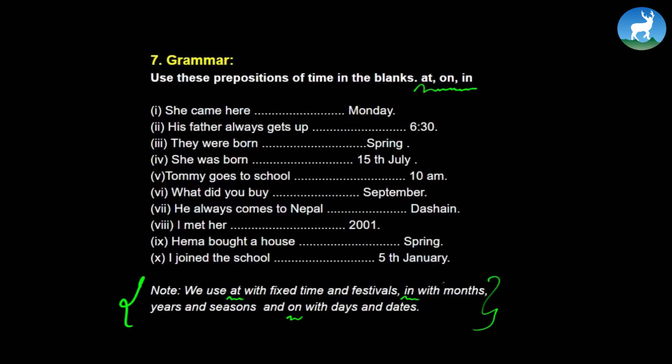Now our task here is to fill in these prepositions. She came here on Monday. Remember, with days, it's always on Monday. His father always gets up at 6:30. Look at that, fixed time. The hint is right here. They were born. What does it say about in? With months, years, or seasons. That's why they were born in spring.